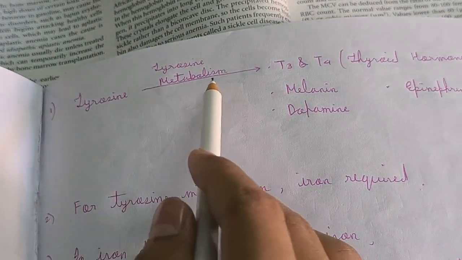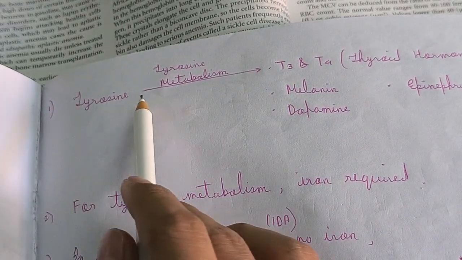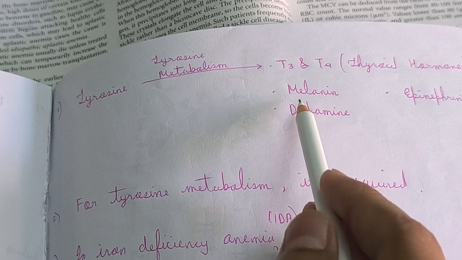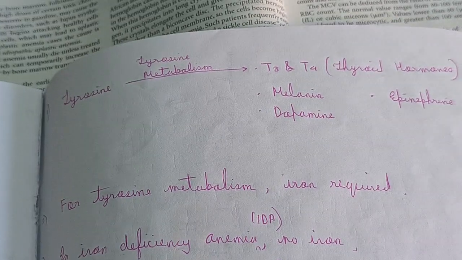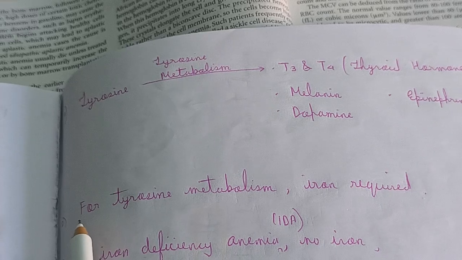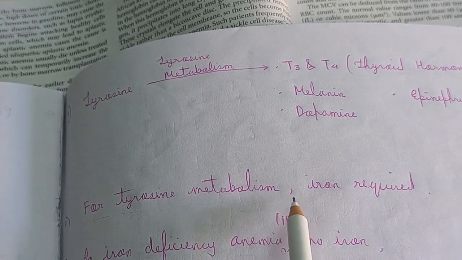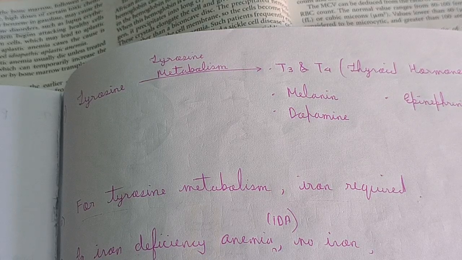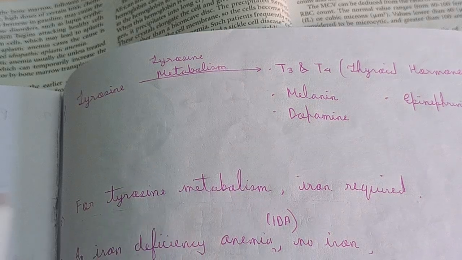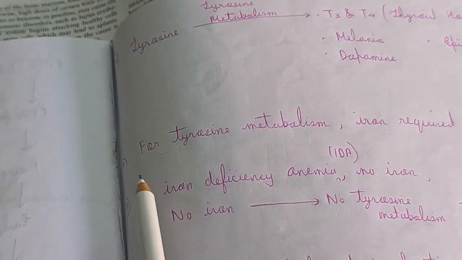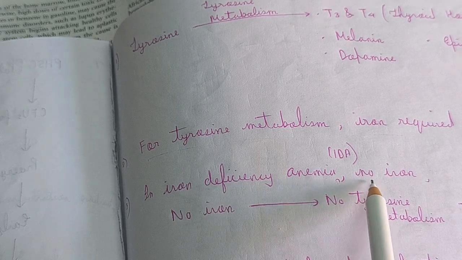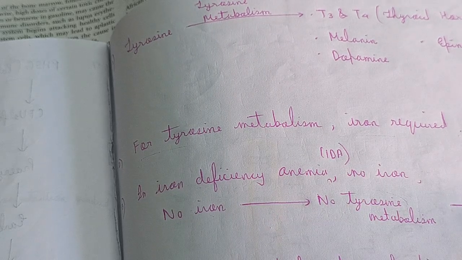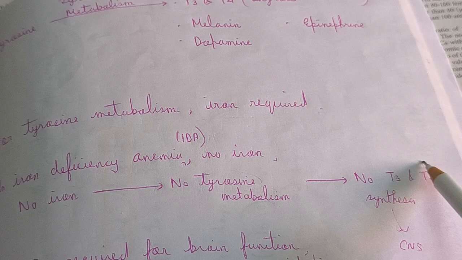You can see here that through tyrosine metabolism, hormones like thyroid hormones T3, T4, melanin, dopamine, and epinephrine are all produced. But there is one thing: for tyrosine metabolism, iron is required. So if there is no iron, our tyrosine metabolism will be affected. Therefore I have written that in iron deficiency anemia there is no iron, that means no tyrosine metabolism, and no synthesis of T3 and T4.